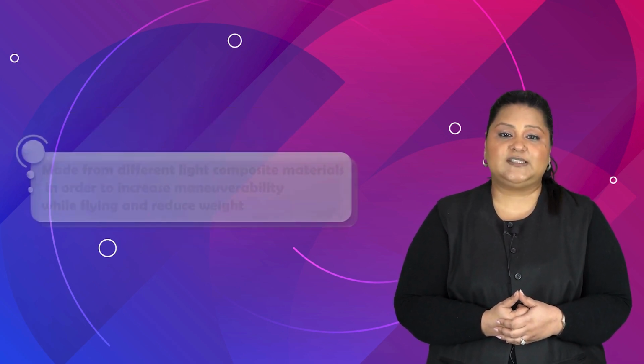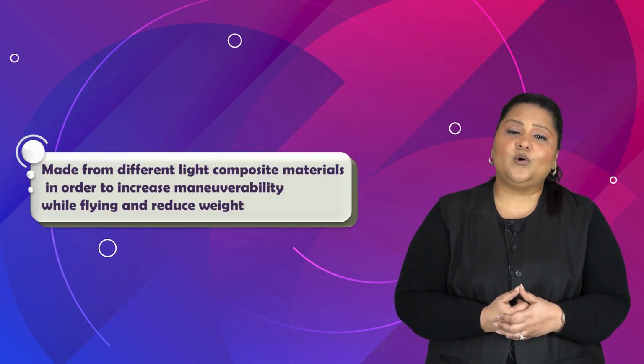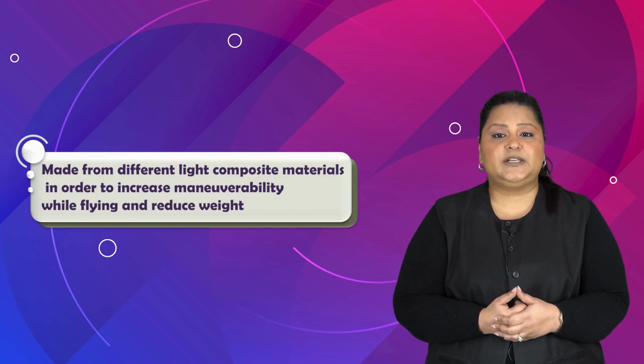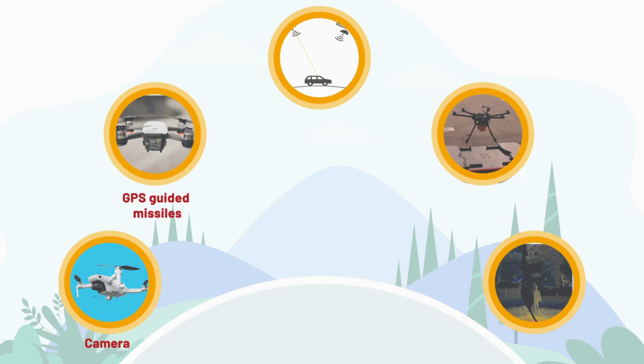Drones or UAVs are made from different light composite materials in order to increase maneuverability while flying and reduce weight. They are equipped with a variety of additional equipment including cameras, GPS-guided missiles, global positioning systems, navigation systems, sensors, and various other drone software and hardware.